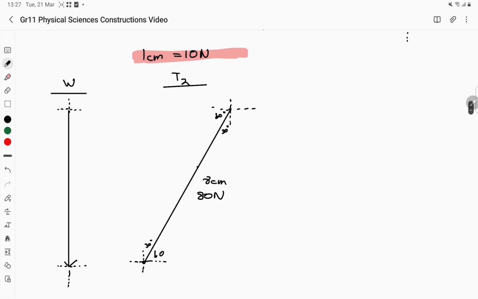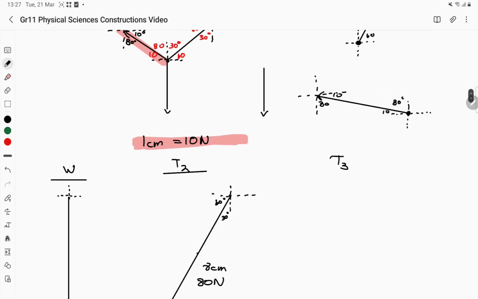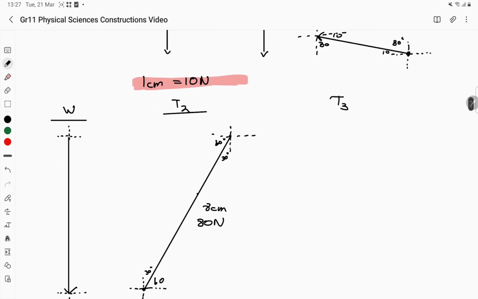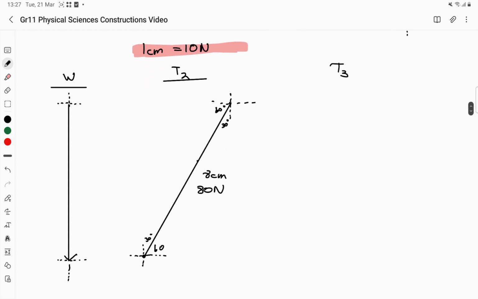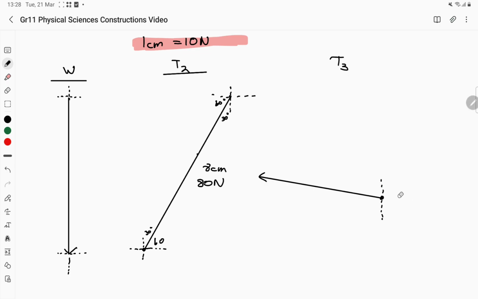Alright, in T3, we don't know how long it is, but we do know the angles at which it operates. So there it is there. I might actually just use that. Did I measure that? I'm not sure. Let me just draw it here quickly. Okay, so I'm going to start a nice horizontal line. I'll rub it out now. And I'll measure at 10 degrees from the horizontal. So I'll do it quick. Alright, so there it is.